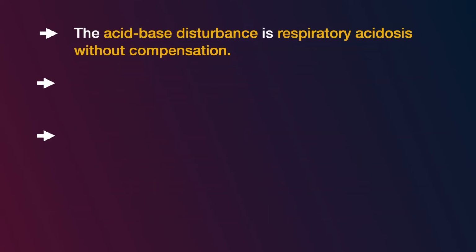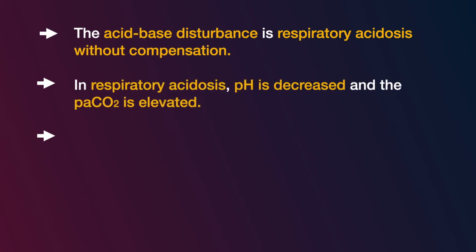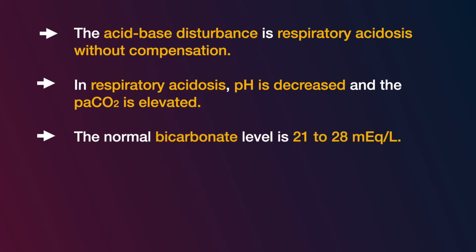The acid-base disturbance is respiratory acidosis without compensation. Because the bicarbonate is still within normal limits, the kidneys have not had time to adjust for this acid-base disturbance. In addition, the pH is not within normal limits. Therefore, the condition is without compensation. In respiratory acidosis, pH is decreased and the PaCO2 is elevated. The normal bicarbonate level is 21 to 28 milliequivalents per liter.